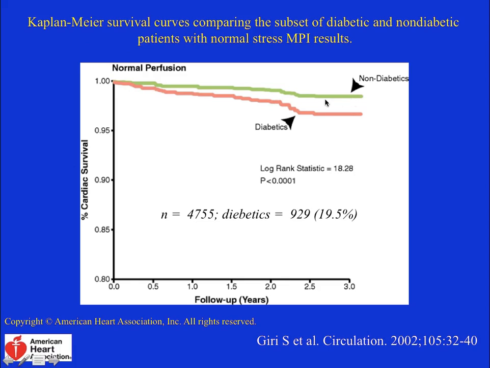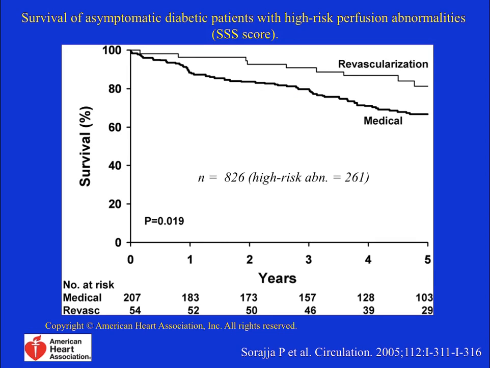From this survival plot also we can see normal perfusion in non-diabetics. These patients with normal perfusion and non-diabetic survive better than diabetics, even though these diabetics also have normal perfusion scan. So diabetics need special attention from the management point of view.